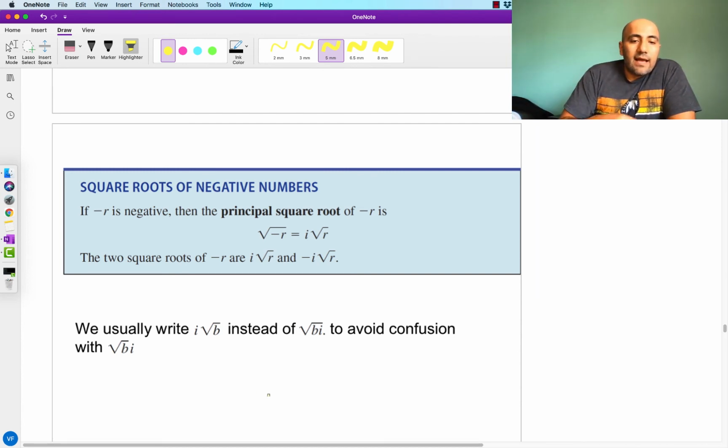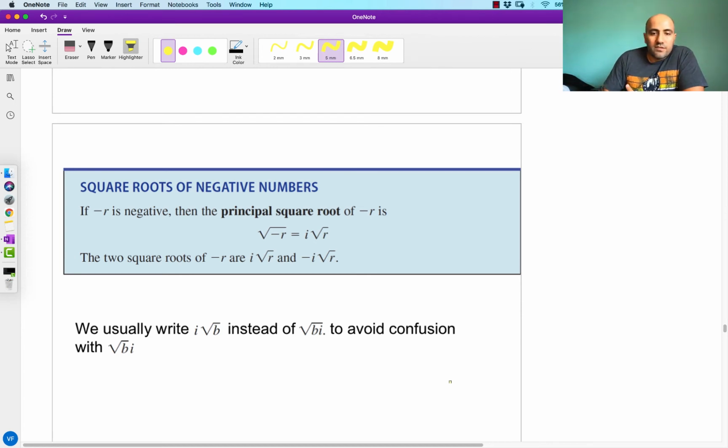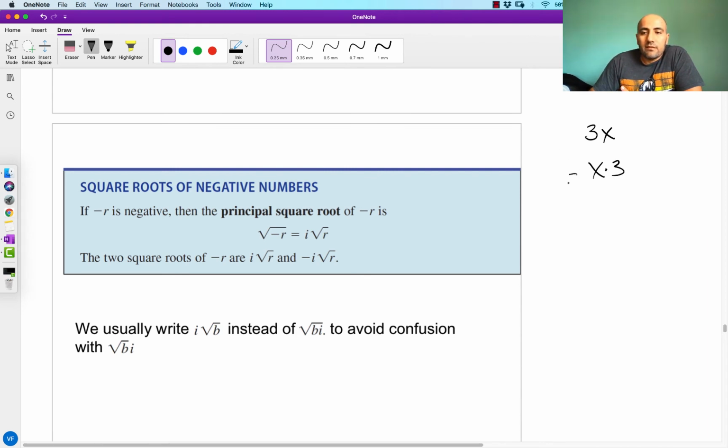So we usually write i root b instead of the square root of b i to avoid the confusion. Right? So in other words, usually we like to write the variable behind the number. So if we have 3x, we like to see it that way. It's technically allowed to have x3, same thing, they equal each other, but this just looks weird, right? We're used to seeing the number first and then the letter.